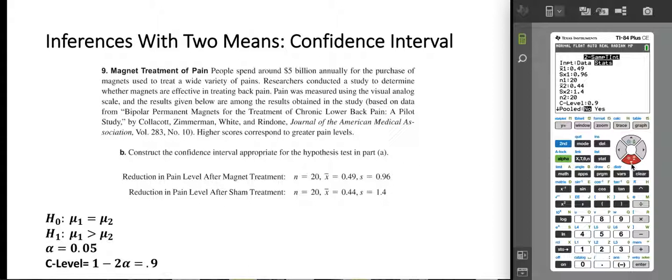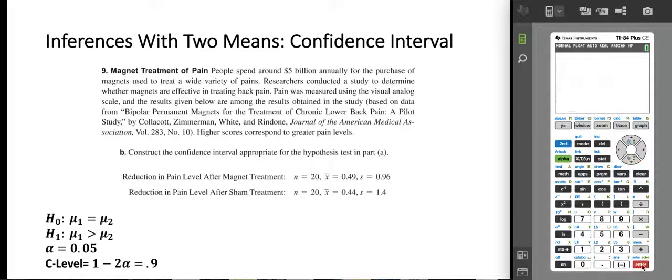The one thing you have to change is this level of confidence. The level of confidence here should be 0.9. Where does that come from? We've done problems like this before. Remember, the confidence level is 1 minus twice alpha. That's because this is a one-tailed test. Remember, if it's two-tailed, you do 1 minus alpha. Since this is a one-tailed test, we're going to do 1 minus 2 times alpha. So 1 minus 0.1 gives us 0.9. That's where that confidence level comes from.